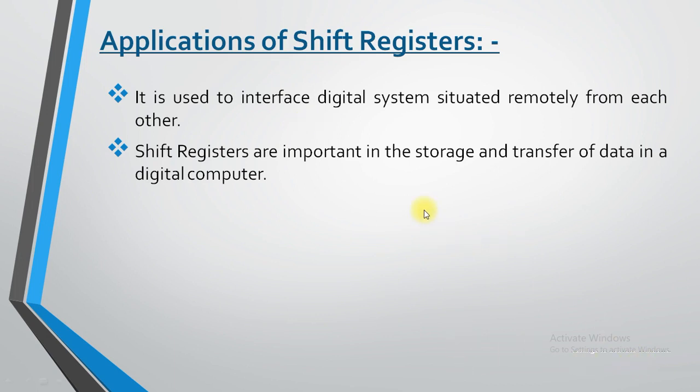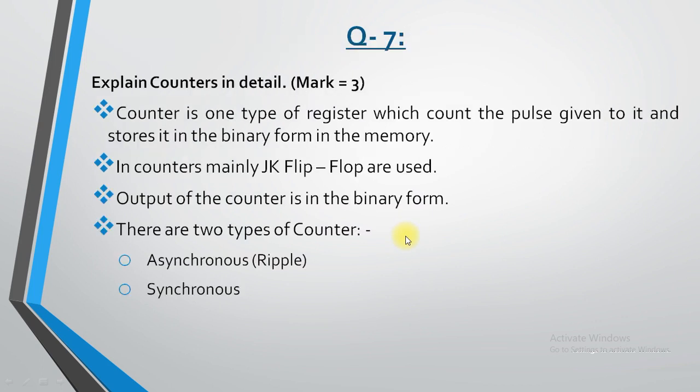Now let us understand the last concept of this particular unit, which can be asked in the 3 mark question. Question number 7: Explain counters in detail. What is the meaning of count? Count means you are going to calculate. A counter is one type of register which is capable of counting clock pulses supplied to the data, which is stored in the form of binary.